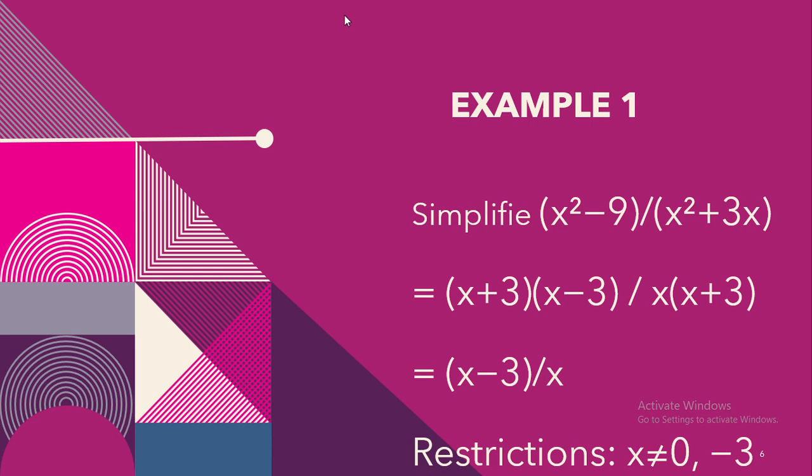Now finally, we need the restrictions. x cannot be 0, and x cannot be minus 3. These are the values that would make the original denominator equal 0.